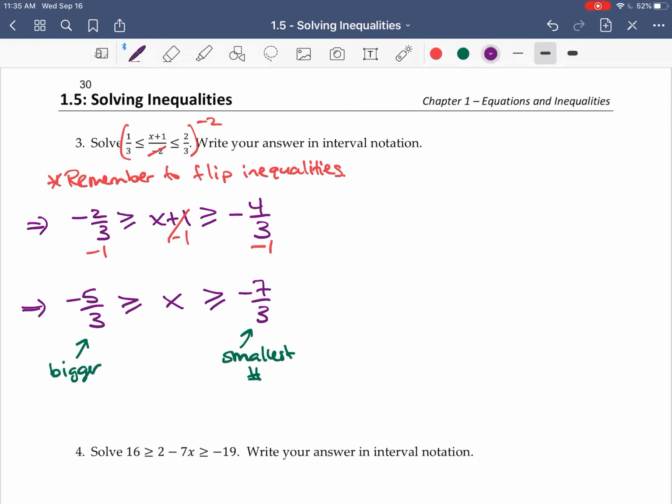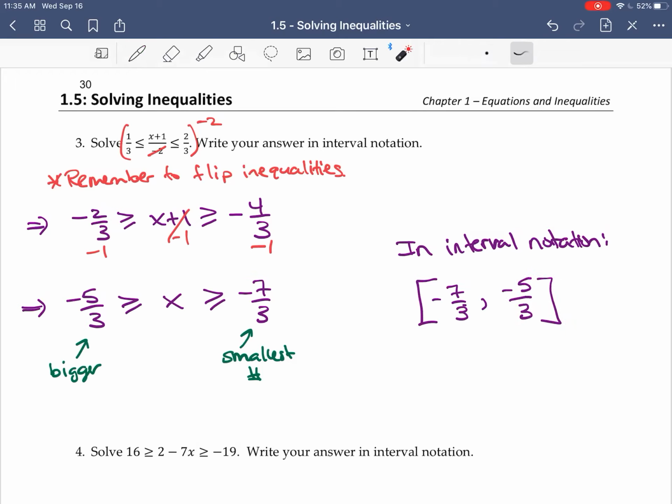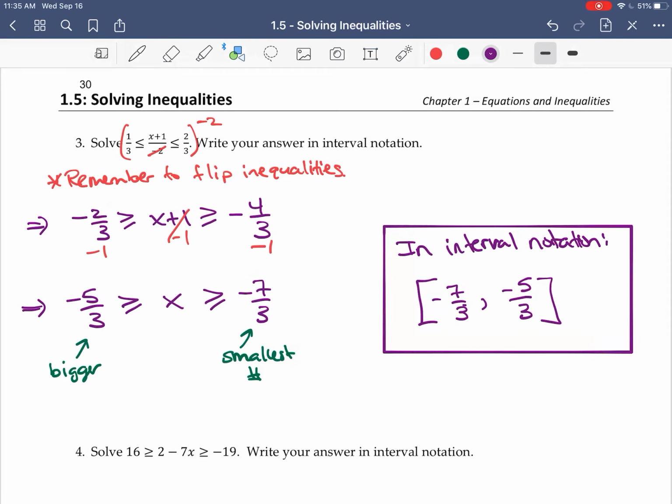So when we write in interval notation, we want to write them in the other order. In interval notation, I'm going from -7/3 all the way to -5/3, and I'm including both endpoints because of the equality on both. So that is our answer here. Let's just put it in a box.